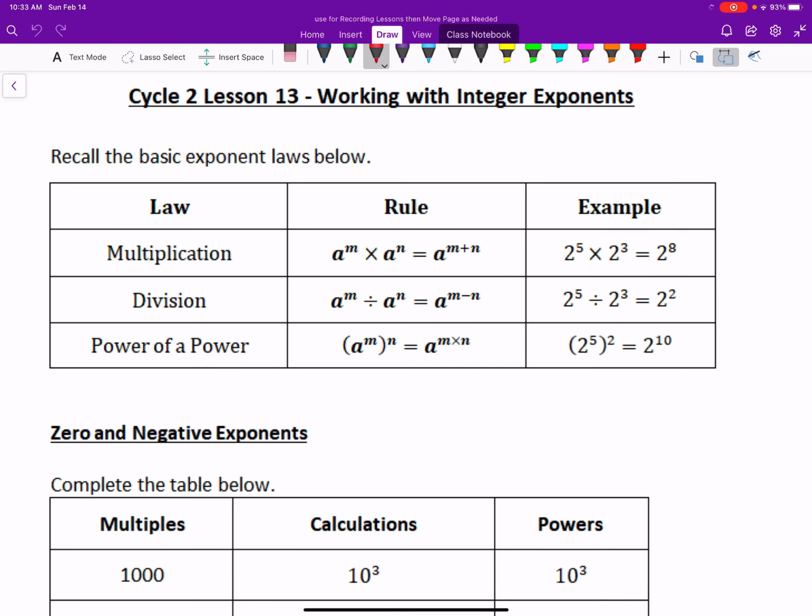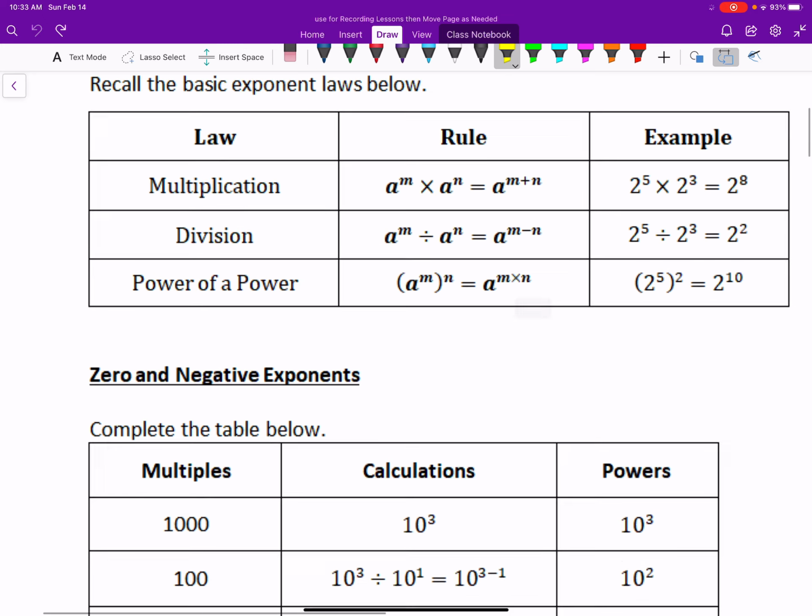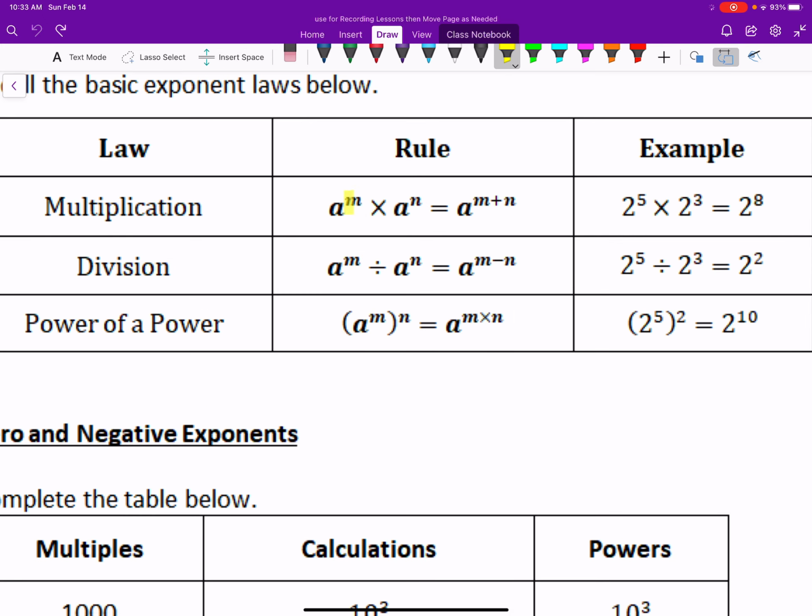Recall some of the basic exponent laws. If you're multiplying a couple of powers together, like a to the m times a to the n, you are going to add the exponents. Maybe I'll just highlight the exponents. So multiplying, we add the exponents. If we're dividing a to the m divided by a to the n, we subtract the exponents. Notice how the bases have to be the same in each case.